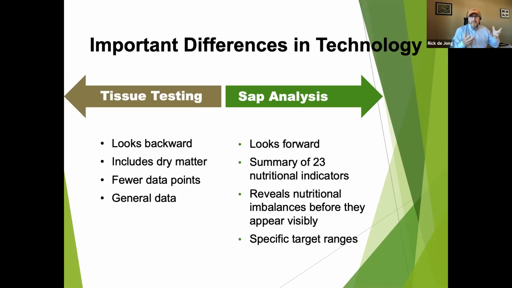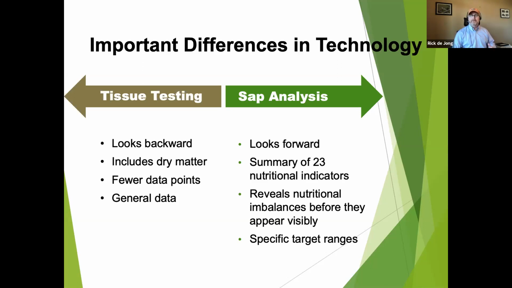And because we are sampling old leaf and young leaf separately now, we're seeing nutrient mobility. We're seeing what's happening as the nutrients are moving in the tree, and we're catching those imbalances before they're actually visible. The lab we're working with is NovaCrop.